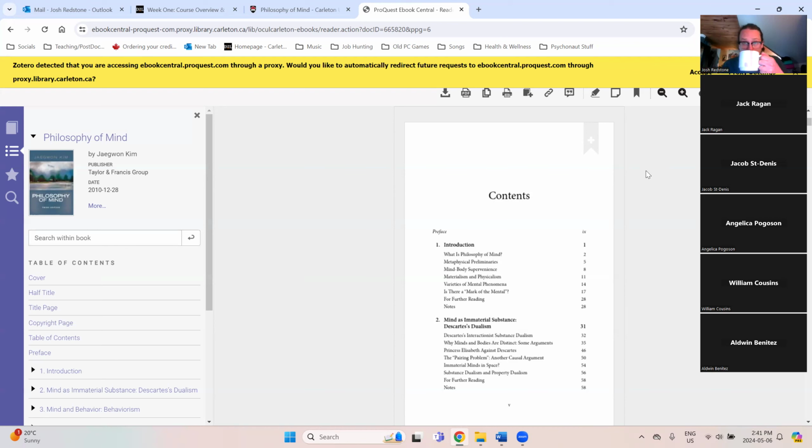And epistemology, of course, is a theory of knowledge. So we'll also be talking mostly metaphysically, but also epistemologically as we proceed. As you can see here, metaphysical preliminaries and mind-body supervenience, materialism and physicalism. This is all quite metaphysical stuff, right? So that's where we're going to begin.